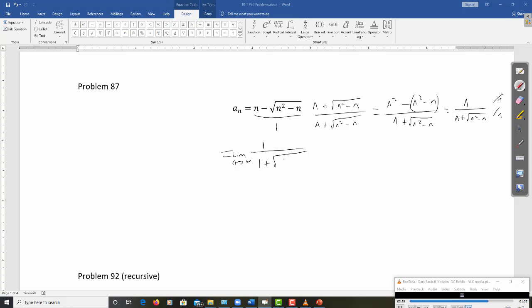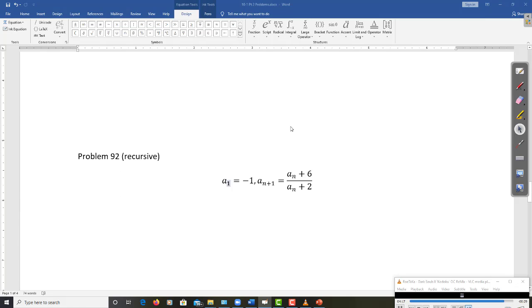You get inside the root will become n squared, so n squared divided by n squared is 1, and then n divided by n squared is 1 over n. So this is going to become 1 over 1 plus 1. Yeah, because 1 over n will go to 0, so 1 over 1 plus square root 1 is 1/2. So yeah, that subtraction goes to 1/2 as n goes to infinity.